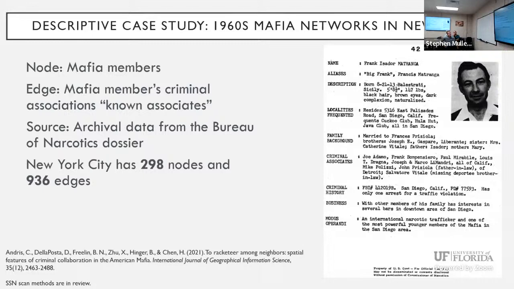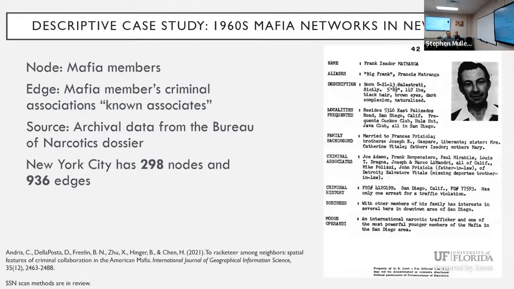So this is Big Frank. They have his birthday, his height, some of his descriptive features, and then they also have the localities where he frequented. So he resides at this address here, and again, this was in the early 60s. And so we have a geographic location for all of these individuals. We also had some locations where they frequented. This is called the Cuckoo Club, the Hulu Hut, and the Java Club in San Diego. To the best of our knowledge, those are not there anymore. So that part of their activity space we were not able to capture.